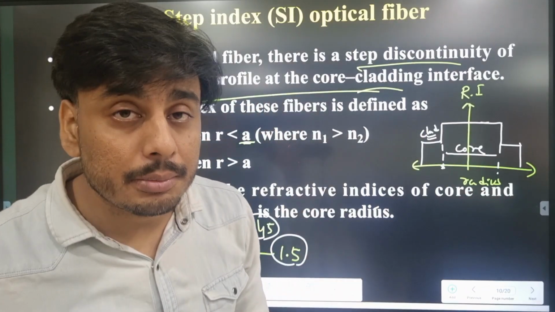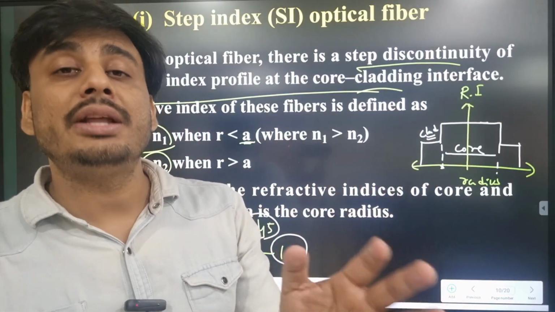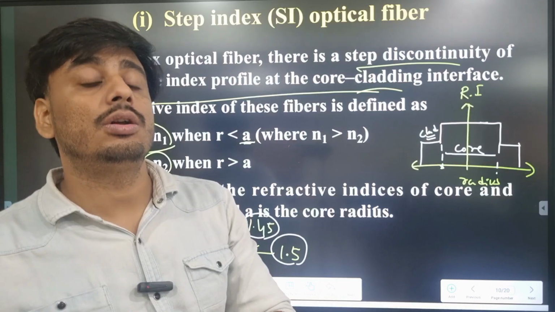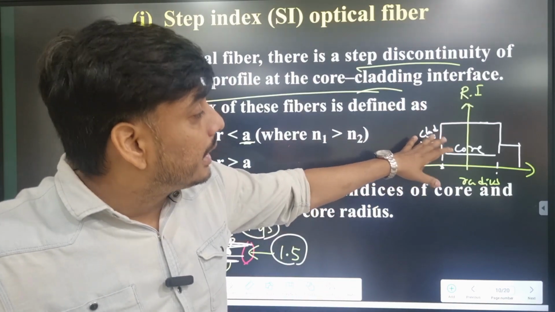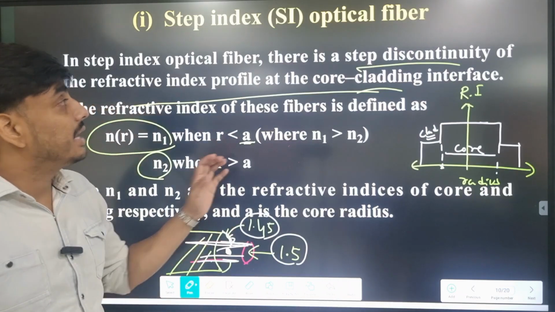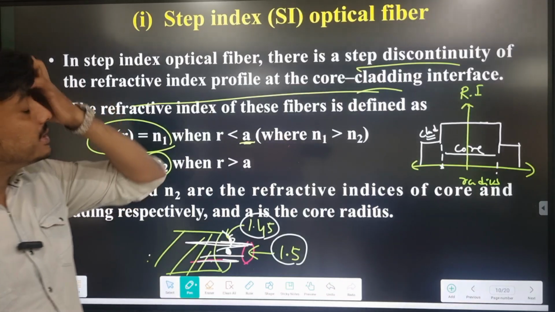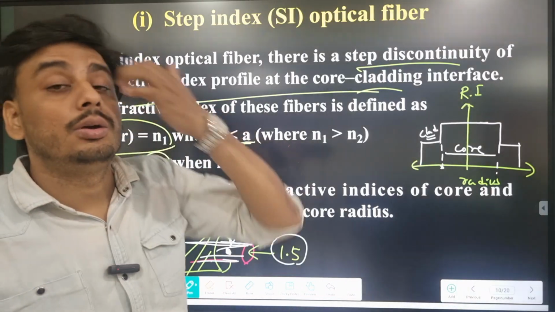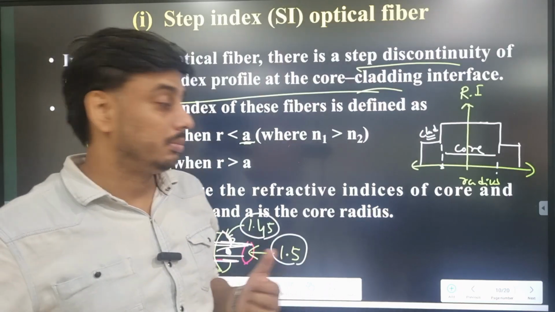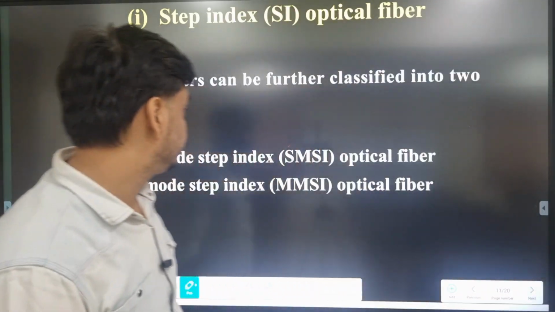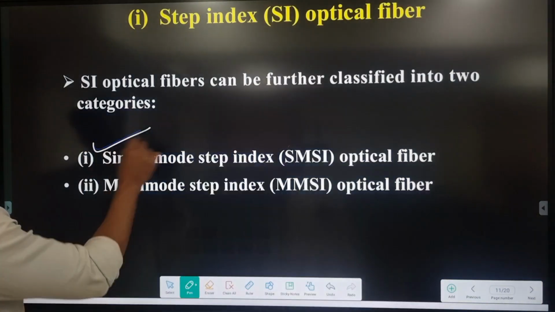So a step index optical fiber means that the refractive index of the core and cladding region varies suddenly, a drastic change, a sudden discontinuity in value. Clear? This is all about step index. And step index is also of two different types. One is single mode step index, another one is multi-mode. From the name you can also identify this. Here you can see it is written: one is single mode, another one is multi-mode.